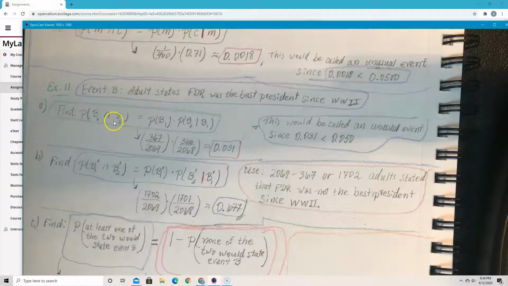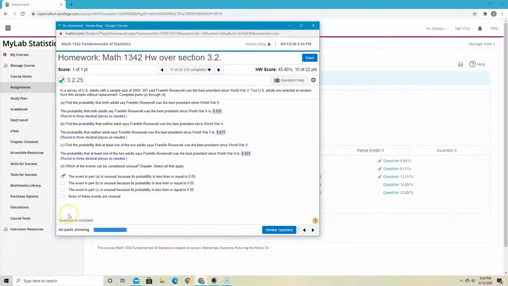So this would be considered an unusual event. This right here. So which of the events can be considered unusual? The event in part A is unusual because its probability is less than or equal to 0.05. So I hope that's okay, everyone. So don't forget that at least one can always be found by using 1 minus the probability of none, whatever the none is about.